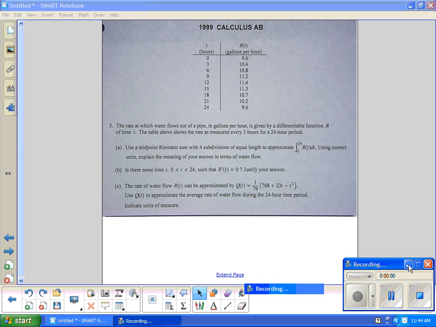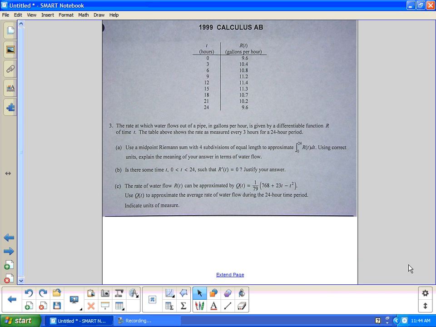This is 1999. This is an old test. Problem 3, it's part of the calculator test. It gives us a table, and it says the rate at which water flows out of a pipe in gallons per hour, and they even labeled the units on it for us at the top there.